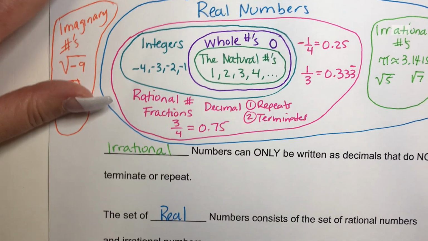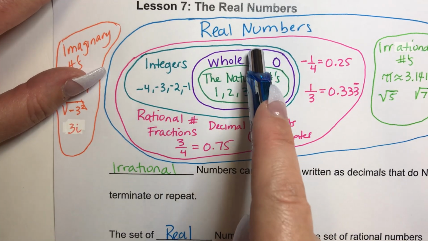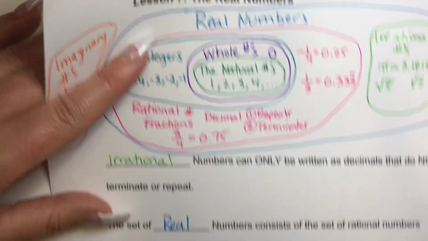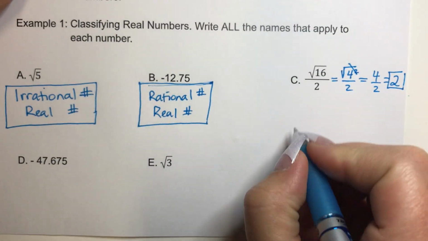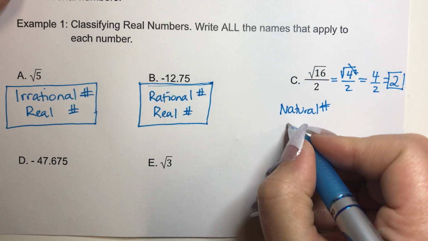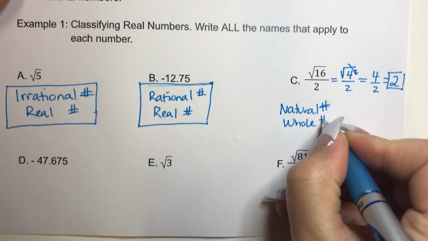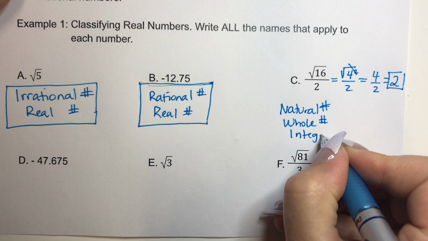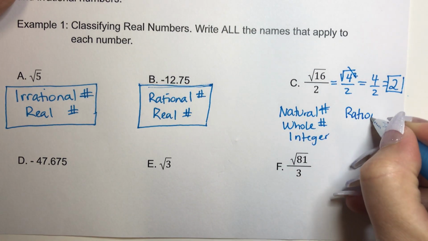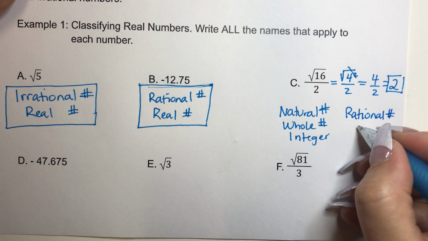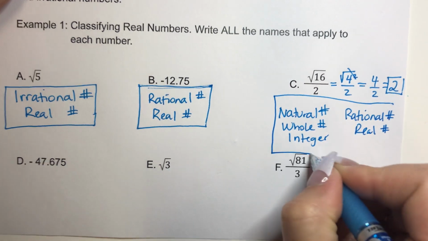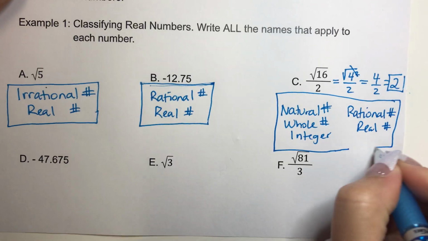So if we go up here, we know that 2 is a natural number. It's a whole number, it's an integer, it's a rational number, and it's also a real number. So it's all of those. So it's a natural number, whole number, an integer, a rational number, and a real number. It's a lot of numbers. Whew, that was a lot.